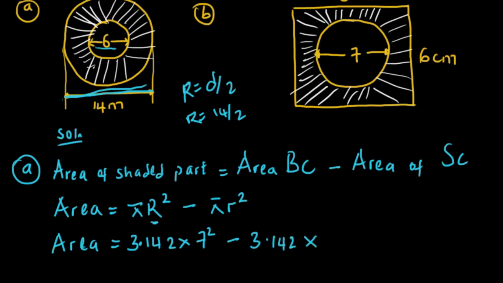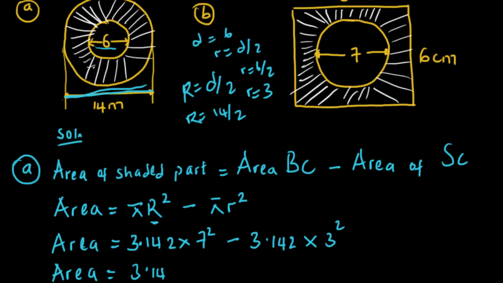To calculate the radius of the small circle, we know that the diameter of the small circle is 6. It means that radius equals to diameter over 2. So radius equals to 6 over 2, which means radius equals to 6 divided by 2, 3. So we've got 3 square. Does this make sense? It then means we have area equals to 3.142 times 7 square is 7 times 7, 49, minus 3.142 times 3 square is 3 times 3, 9. Does this make sense?